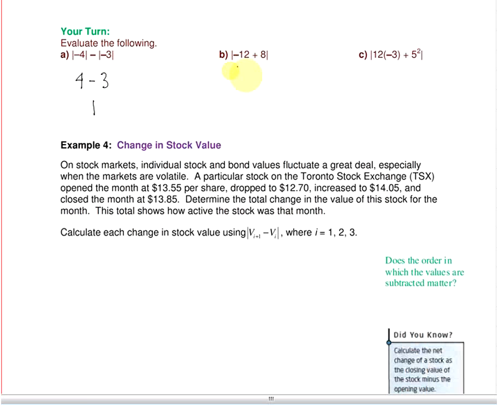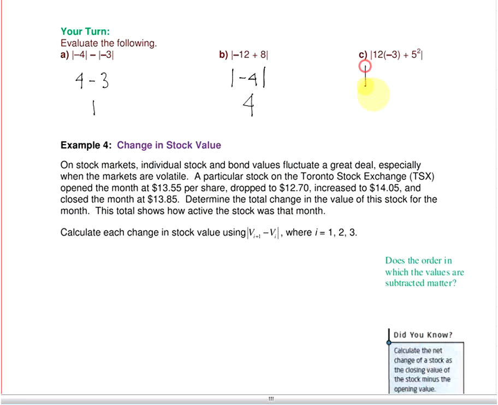On the next question, you're going to simplify what's inside your absolute value brackets first. So you're going to have the absolute value, and then negative 12 plus 8 is negative 4. And so the absolute value of negative 4 is positive 4. Okay, so remember, the absolute value of a negative number is always positive.